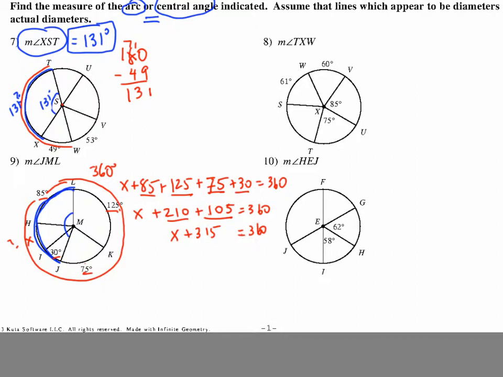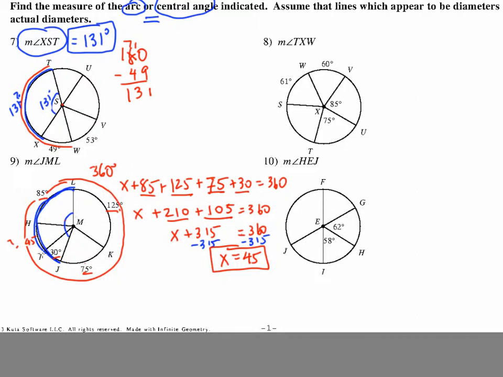Okay, we'll subtract out 315 from both sides. And let's see, x is going to give us, 360 minus, so 300 minus 300 is 0. 60 minus 10 is going to give us 50, and then minus 5 more is 45. Or you could just do the subtraction algorithm here. So 45. So if this is 45 degrees, that means that this is also going to be 45 degrees.